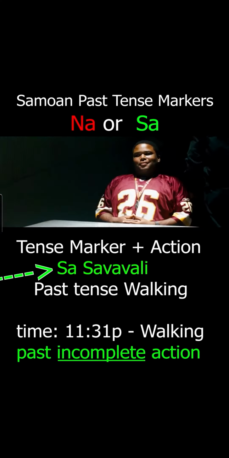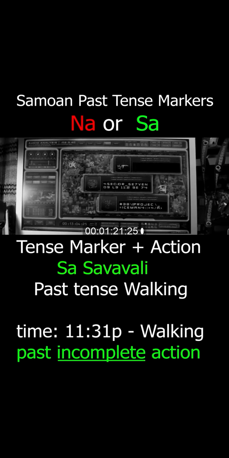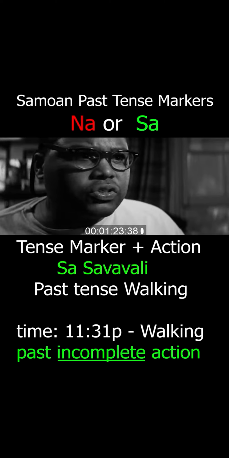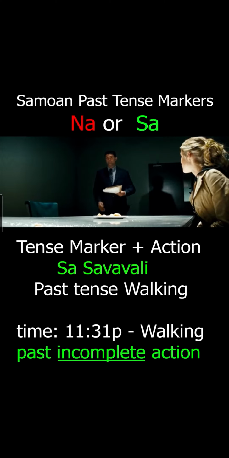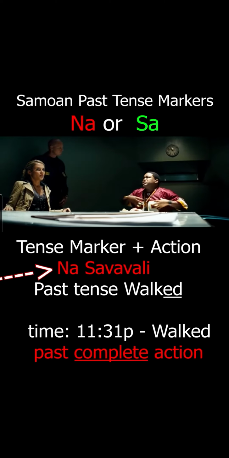Sa savavali. But the police have proof that at that particular time in the past, you two were done walking and you were already in the house with your friend committing the crime. The completed action of the two people walking would be na savavali.